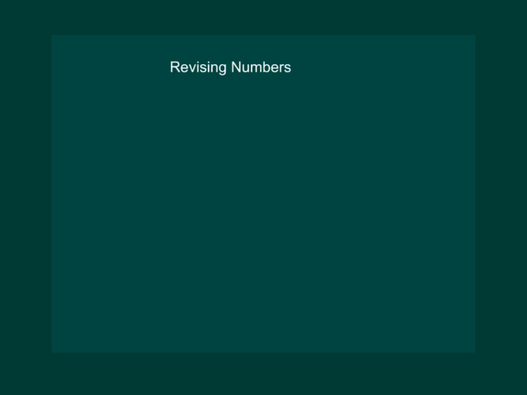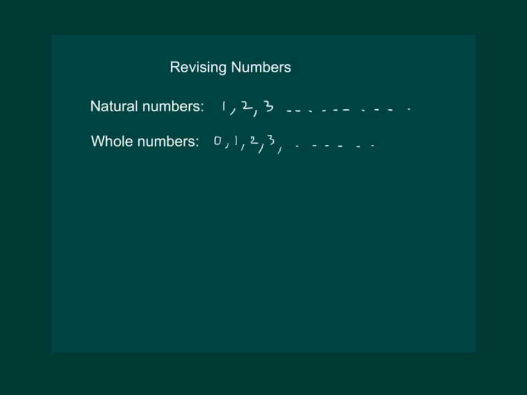We start by revising numbers. Let us start with natural numbers. All the numbers starting from 1, 2, 3 and so on are natural numbers. Next we have whole numbers. Numbers starting from 0, 1, 2, 3 and so on are whole numbers.